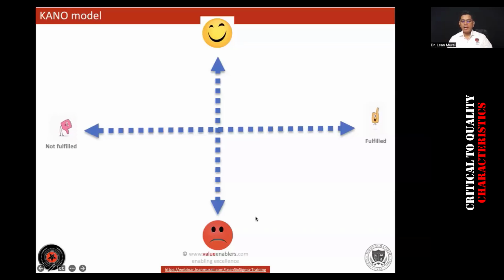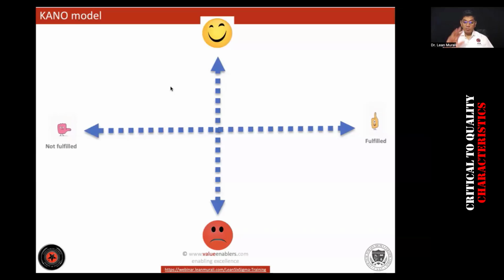Okay. What Dr. Kano says is interesting. Dr. Kano says it depends, which means even if the need is fulfilled, the customer may not be happy, or even if the need is not fulfilled, the customer may not be angry or sad. It depends upon the need.